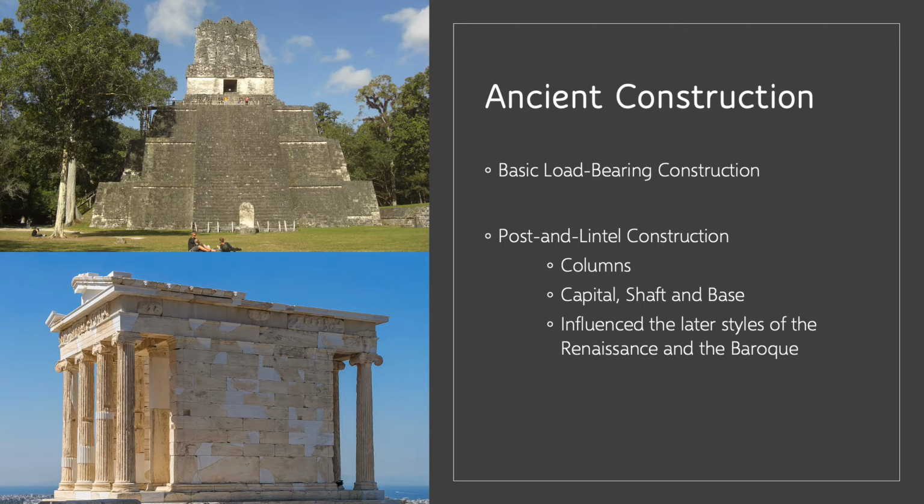Post-lintel consists of columns, capital, shaft, and base. Pictured on the bottom is the Temple of Athena Nike. Post and lintel construction is a horizontal beam, the lintel, supported by a post at either end. A lintel rests on top of 2 posts. The capital, or uppermost part of the column, supplies the transition point from the lintel to the shaft, or main vertical attribute of the post.